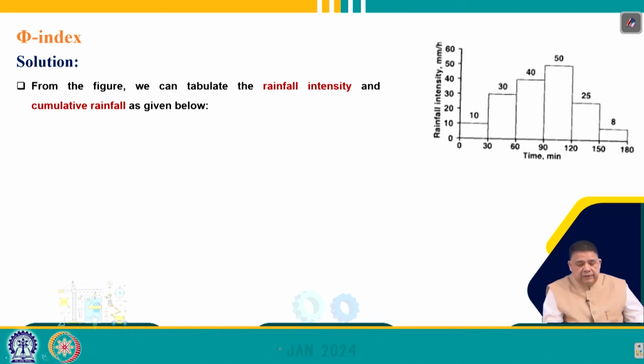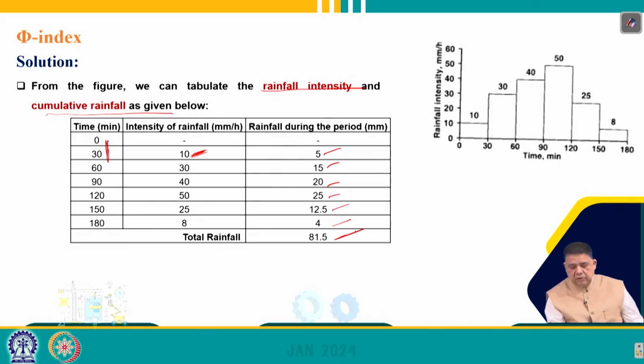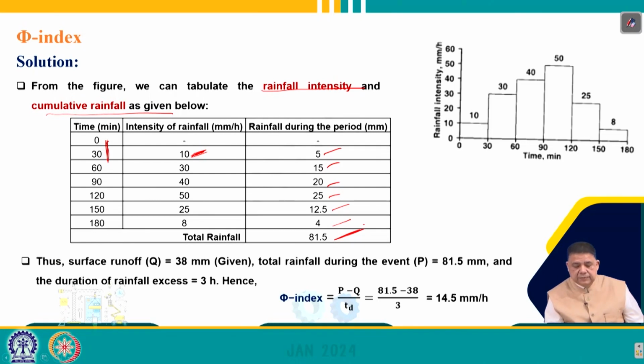From the figure we can tabulate the rainfall intensity and cumulative rainfall as given here. For the different times, we know the intensity of rainfall: 0 to 30 it is 10, then 30, 40, 50, 25 and 8. The rainfall during each period we can find out, because the intensity is in millimeters per hour and the interval is half an hour, so 50% of that is the rainfall during the period: 5, 15, 20, 25, 12.5 and 4. The total rainfall comes out to be 81.5 millimeters.